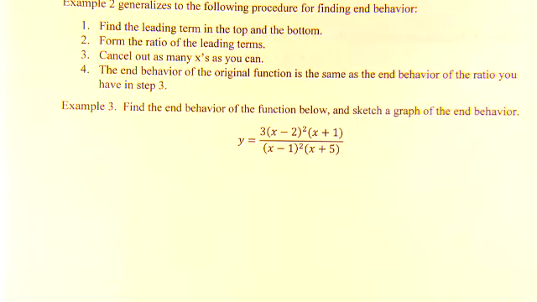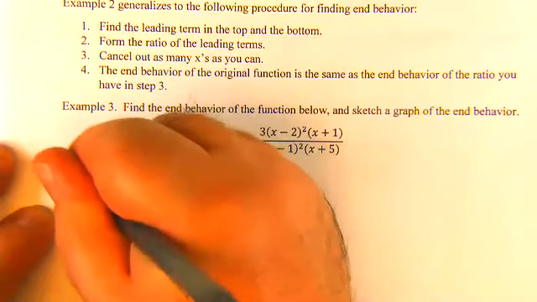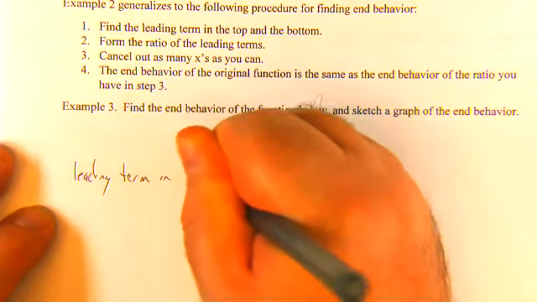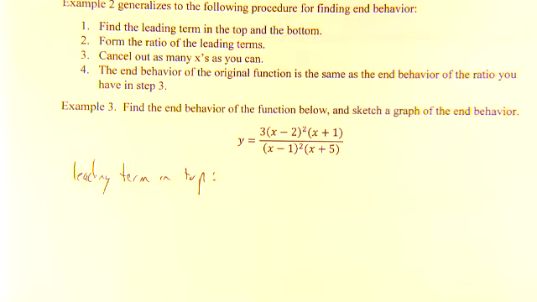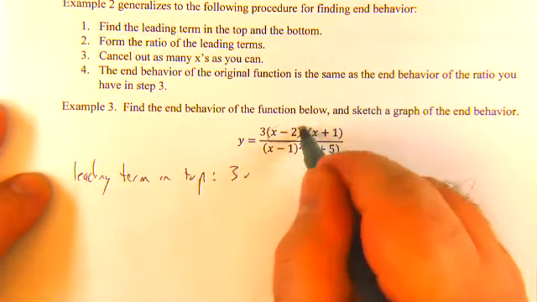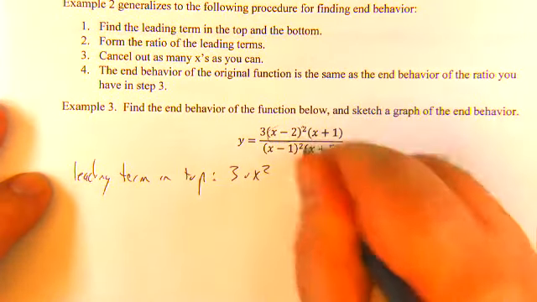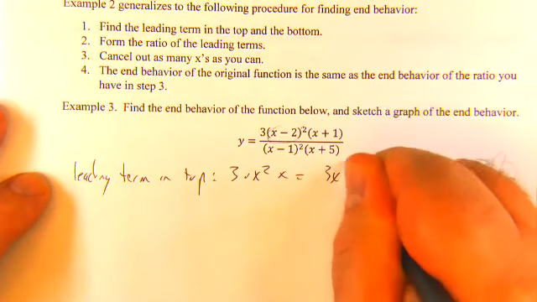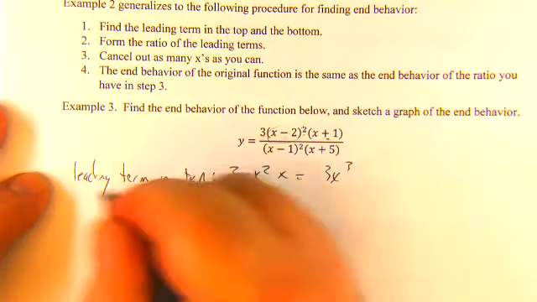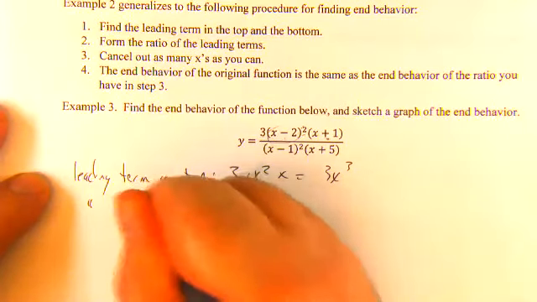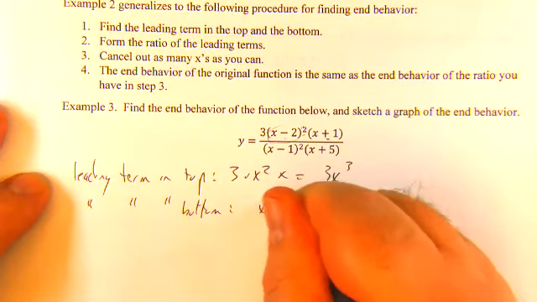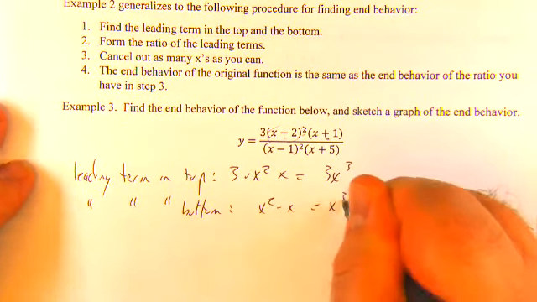So for this one, what's the leading term in the top? You've got a 3, an x squared, and then an x. So that's a 3x cubed. I've got 3 factors in the top, so this is going to give me x cubed multiplied by 3. Leading term in the bottom is an x squared times an x, which is an x cubed, right?